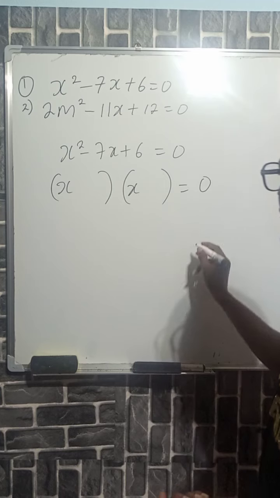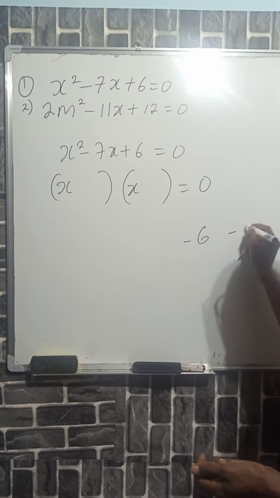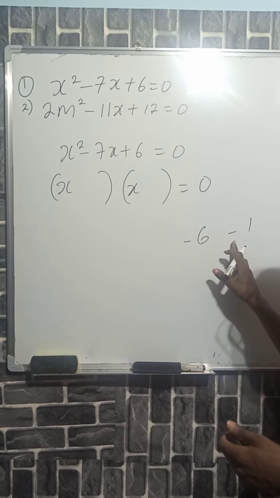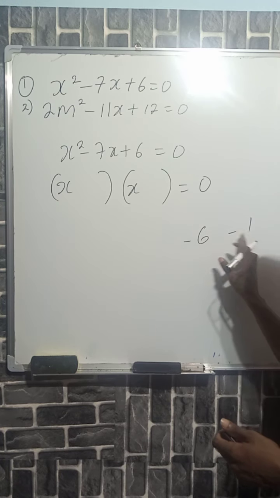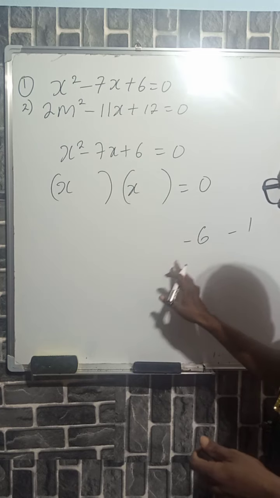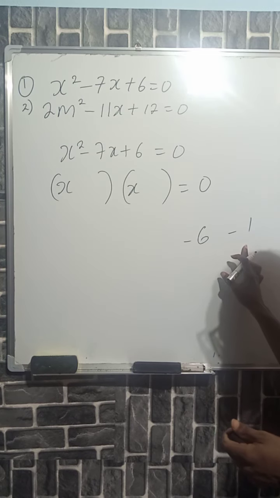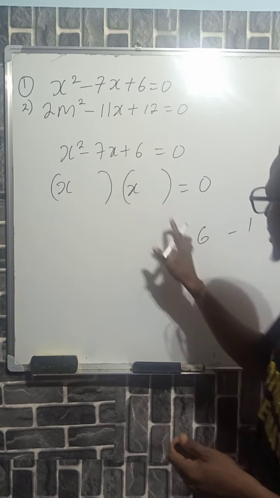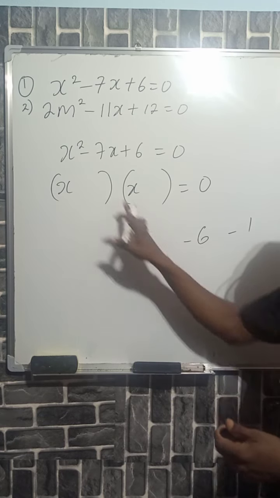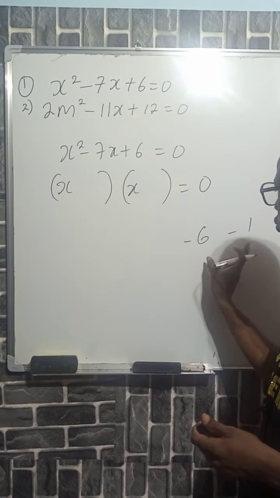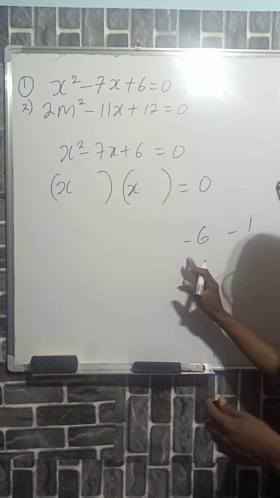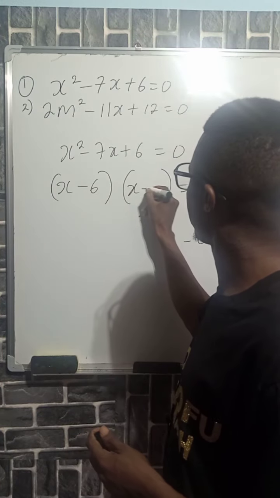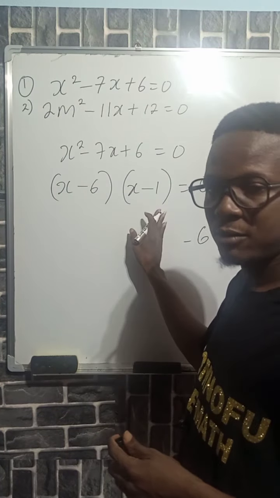Of course, the numbers should be negative 6 and negative 1, because minus 6 times minus 1, minus cancels minus, and 6 times 1 will give us 6. And minus 6 plus minus 1 will give us minus 7. Therefore, the two numbers that satisfy the condition are minus 6 and minus 1. So you plug in minus 6 here and plug in minus 1 here. Any one can come first.